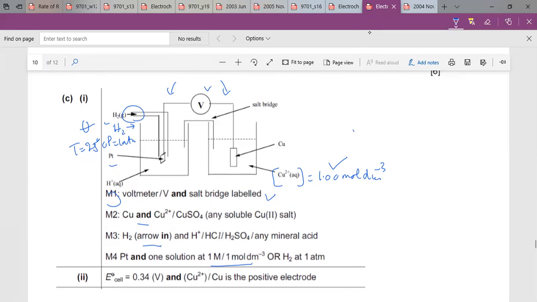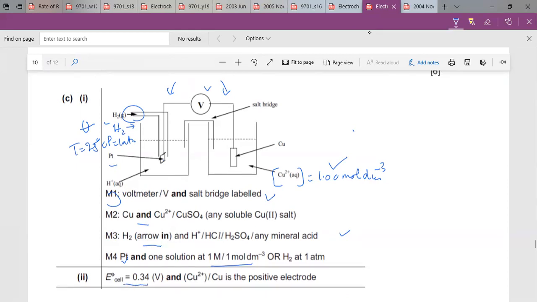Okay, into this mineral acid, H plus. Okay, 1 mark. Platinum in one solution. Okay, platinum here, label platinum. See, all got 4 marks. Fantastic, isn't it? Now, the other 2 marks or 1 mark later you can see is given for the voltage. Somebody may ask you, right?